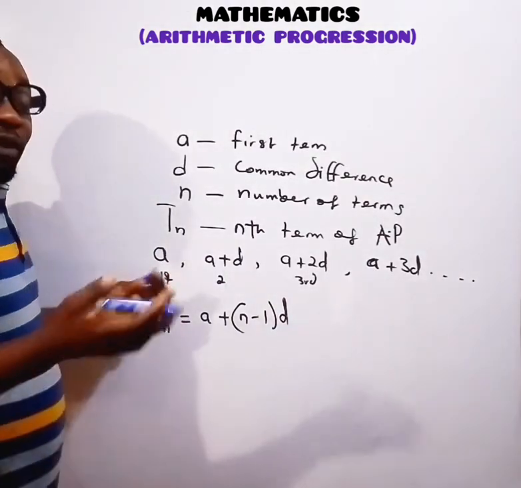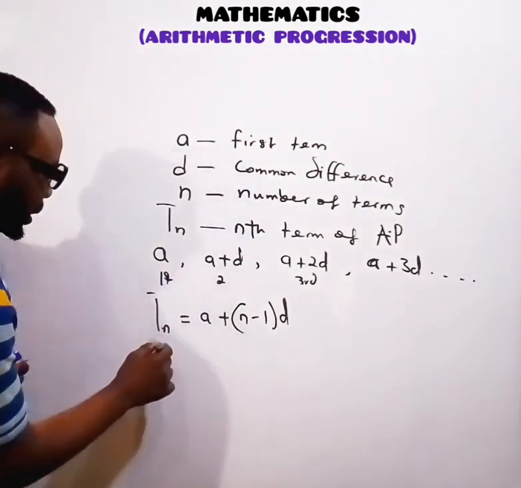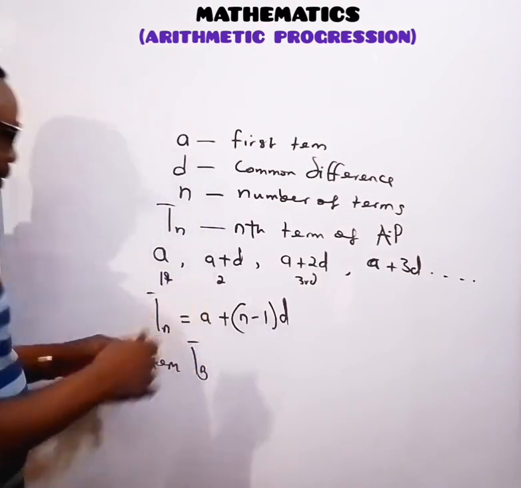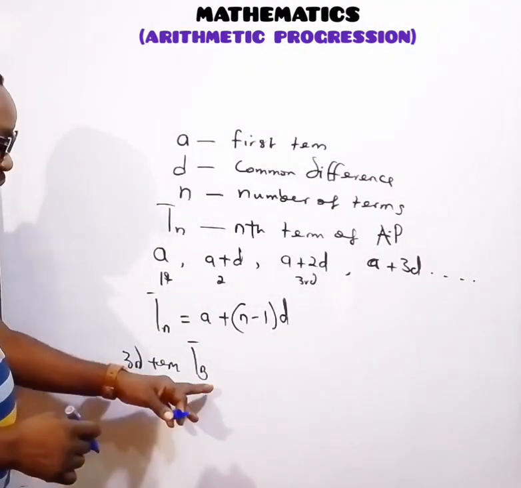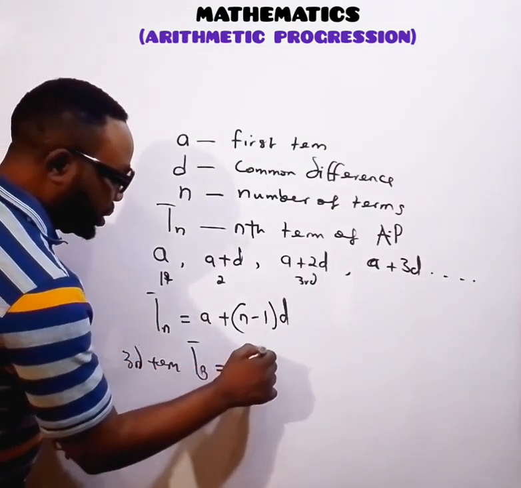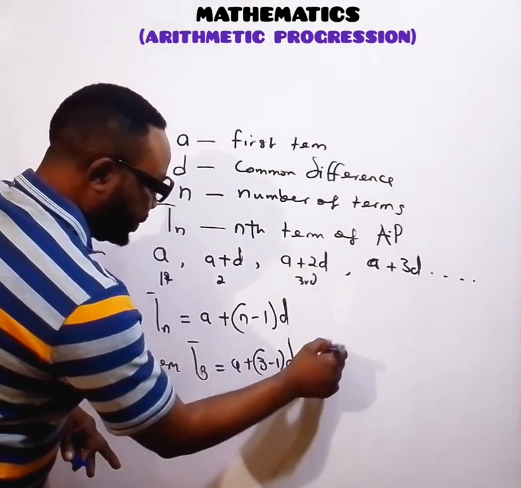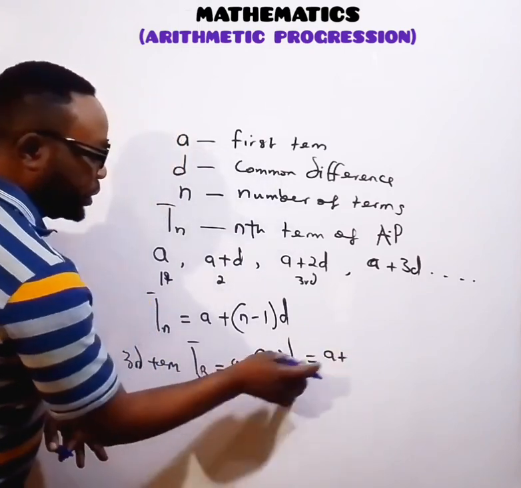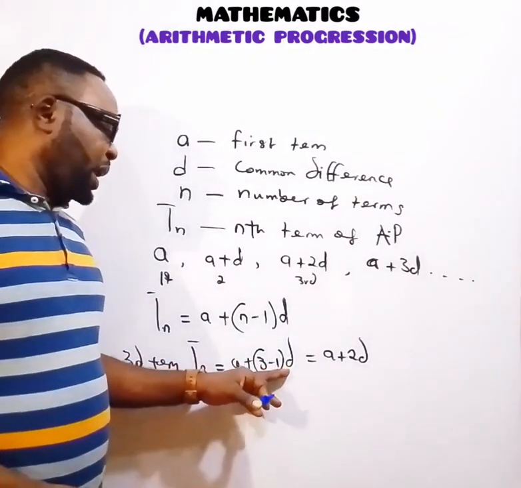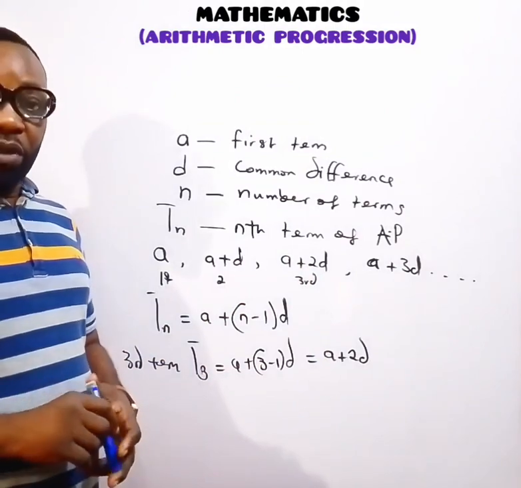Now, I take for instance the third term. For example, the T3 now, instead of what I'm having here, I'm going to put T3 there. The T3 here will be equal to A plus (3 minus 1) times D, which is going to give me A plus 3 minus 1, that's 2D. You can see that this bracket is multiplied by D. You can see the value we have here corresponds to this one as well.